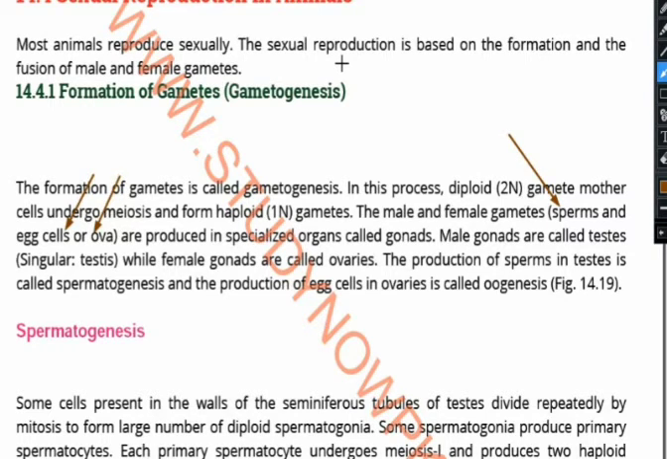Two terms for one similar thing, ova or egg cells, which are produced by the female reproductive organs. They are the gametes, and they are produced in specialized organs known as the gonads. Please, you must know the terminology. These are all important terms. The male gonads are called testes, and the female gonads are called ovaries.